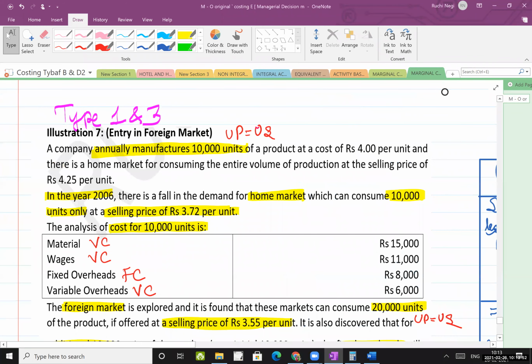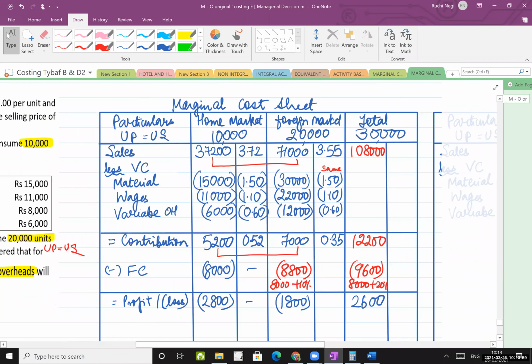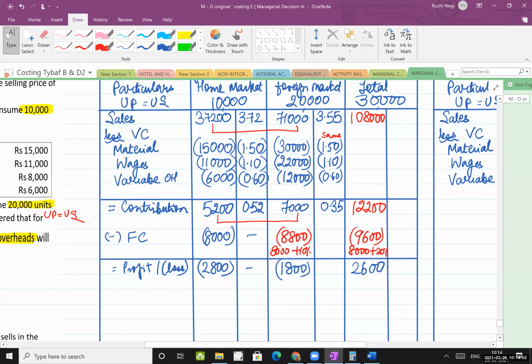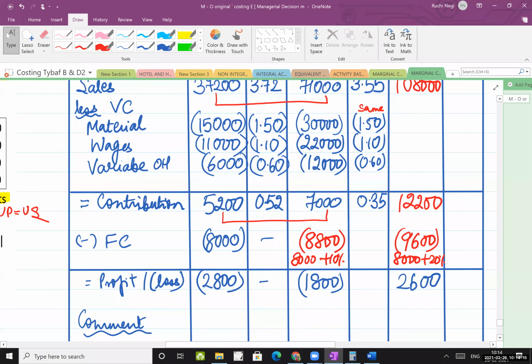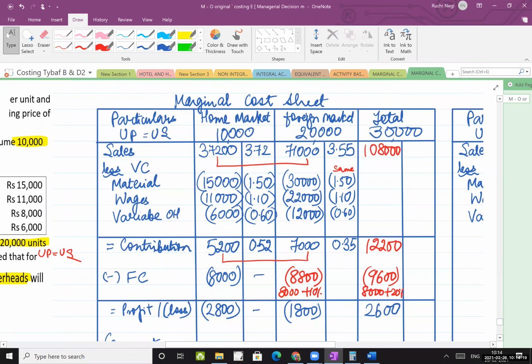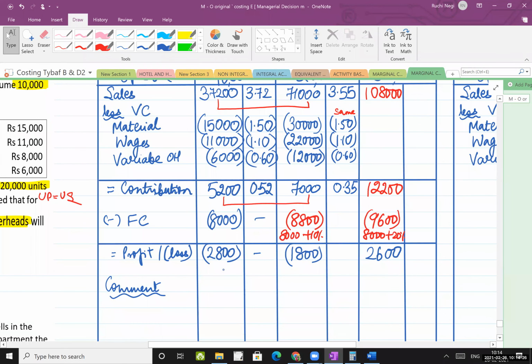So this question, question number 7. So this was the solution to this sum. And we had to decide as to which order should be accepted, right? Dono mein loss hi tha. Whether you produce domestic market mein 10,000 units, home market or foreign market mein 20,000. But still, out of the two, isne sabse least profit, least loss one. Both are loss 2,818. But still, we will go with acceptance of this order.